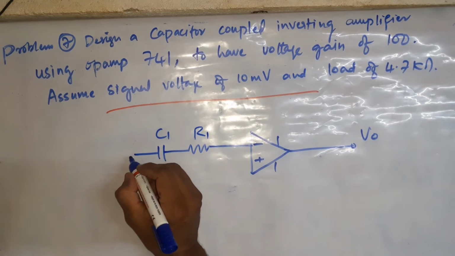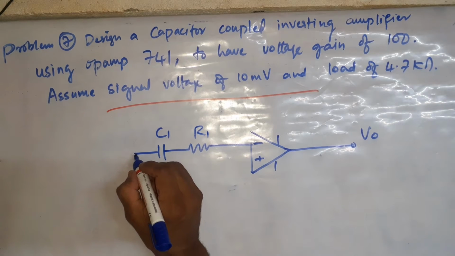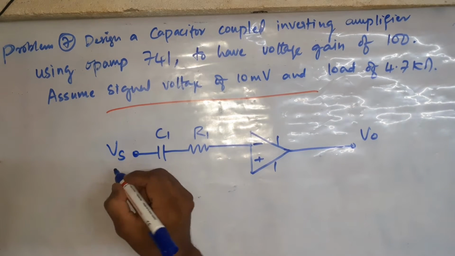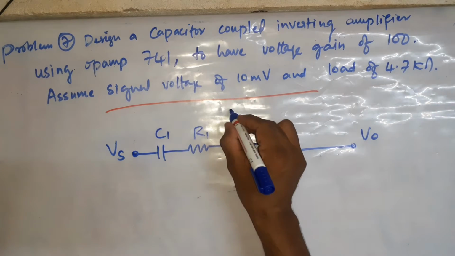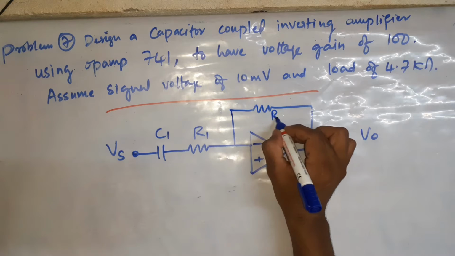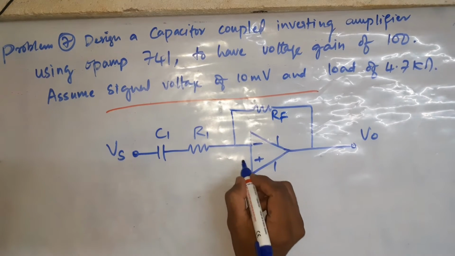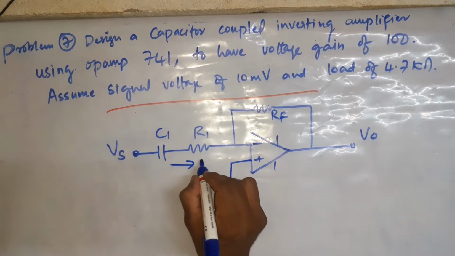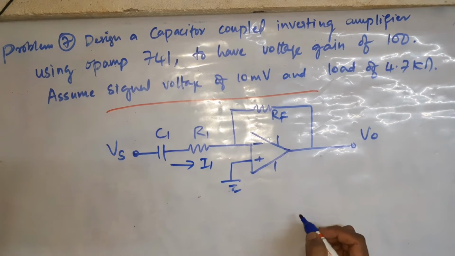Circuit diagram is not given in the question. You need to draw this. For this, you need to remember the circuit diagram. Vs is the AC supply voltage. This is your RF. This will be simply grounded. This will be your I1.